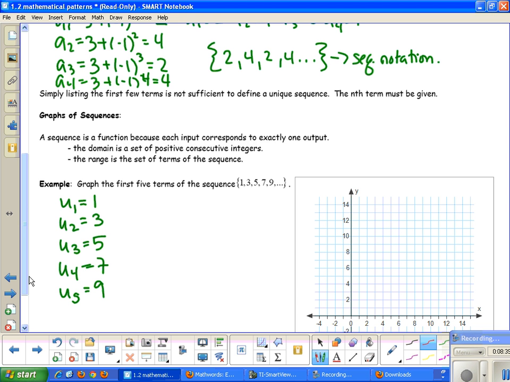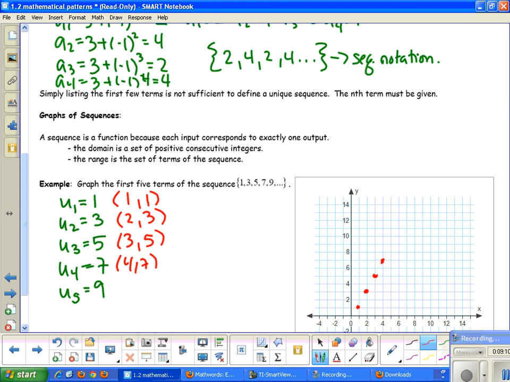So U sub 1 means we have the point, our first term, comma, and then what the first term is, which is 1. So we have 1 comma 1, which would be right here. The next one we have is 2 comma 3. So term 2 is a value of 3. And then our third term is a value of 5, so 3, 5. And then we can keep going. This would be 4 comma 7.